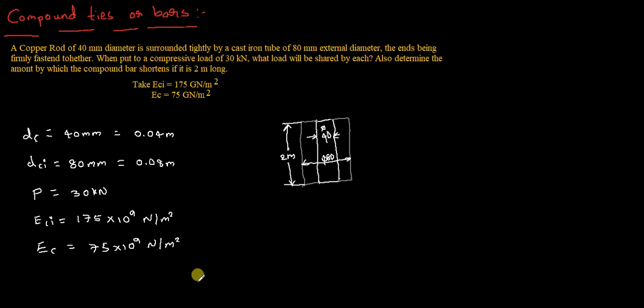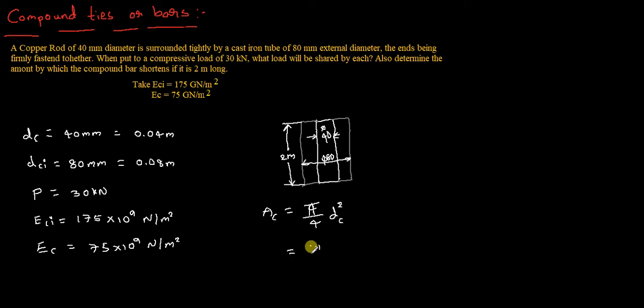With the help of this we try to find the load shared by the two materials, and the amount by which it is compressed. Before that, we find the areas of the two bars. First, the area of the copper, Ac, which is in circular cross section. The area of the circle we can write as pi by 4 into d square, that is dc square here.